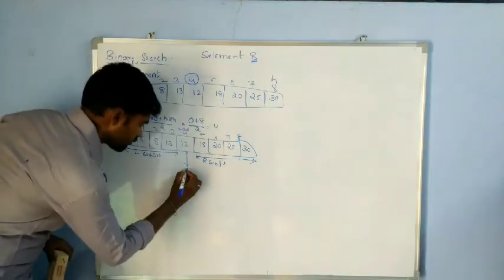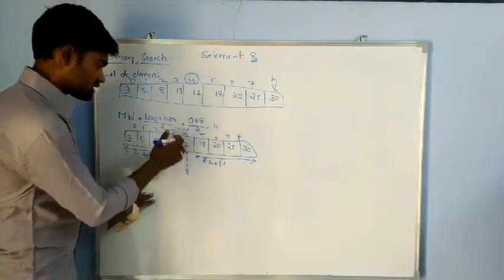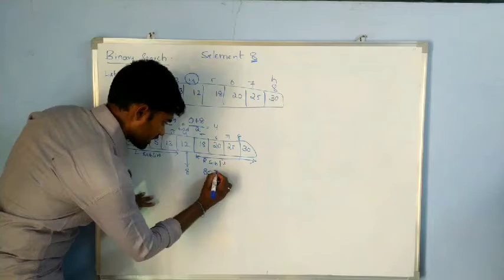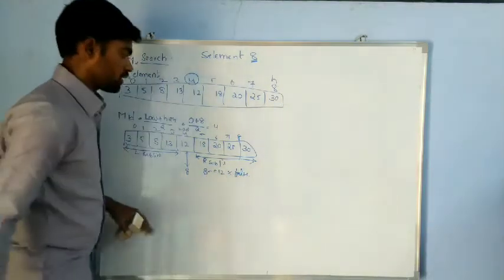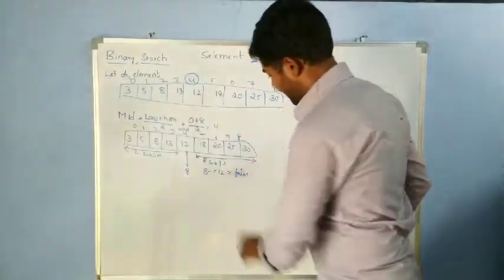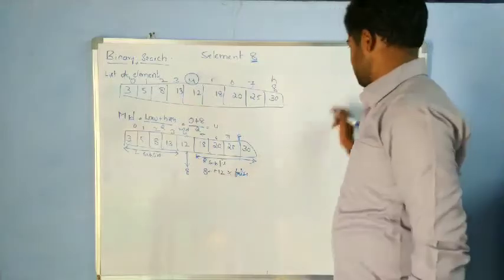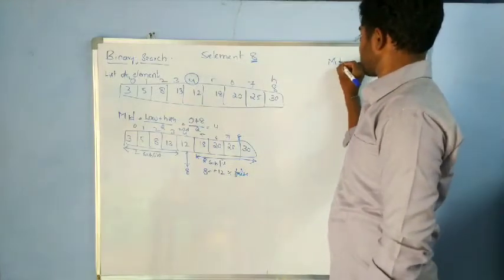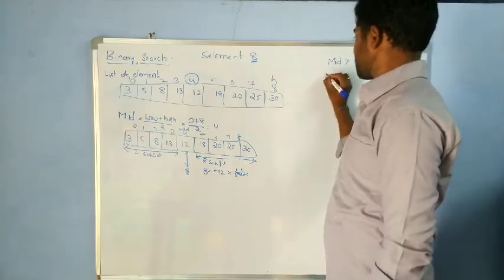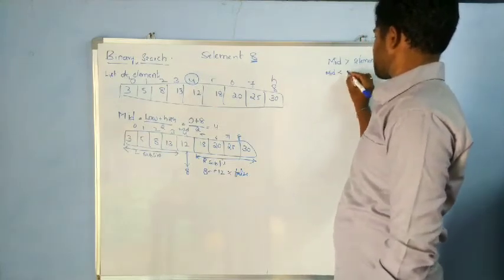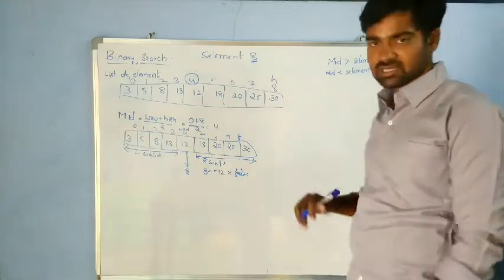Now compare the search element with the mid element. What is the search element here? 8. What is the mid element here? 12. Is 8 equal to 12? No, definitely not. It is false. Then what do you have to do? If it does not match the mid element, there are two possibilities. One is that mid is greater than the S element. Another is that mid is lesser than the S element. S element is nothing but the search element.